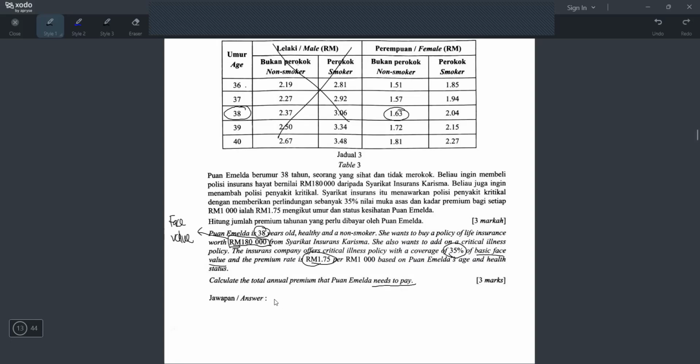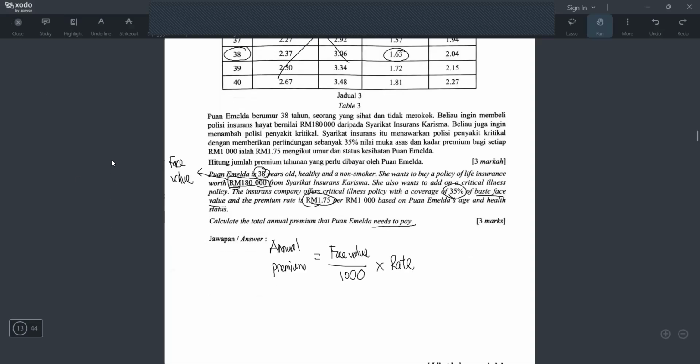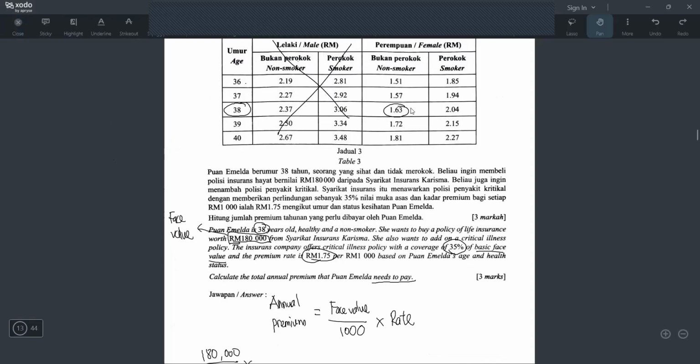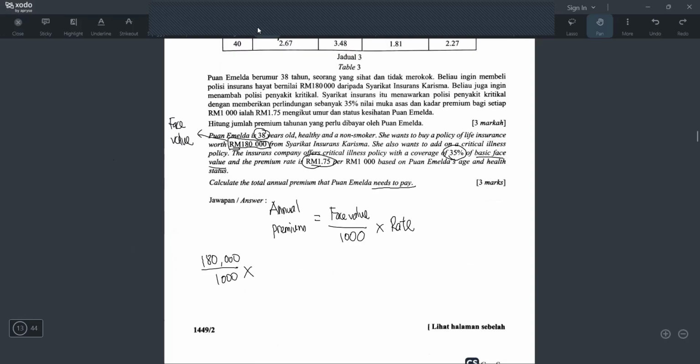First thing first, we have to know the formula. What is the annual premium formula for life insurance? It will be the face value divided by 1,000, because it's per 1,000, and then times with the rate. And the rate, you refer to the table. So we can find our annual premium now. What is the face value for Puan Imelda? It's 180,000, divided by 1,000, and then times with the rate. The rate for Puan Imelda, I already circled it, 1.63, right?